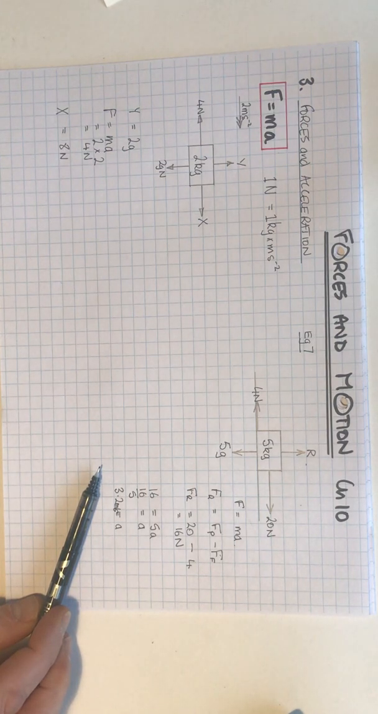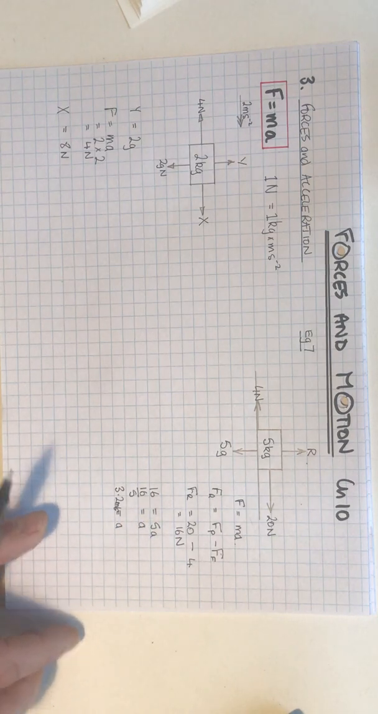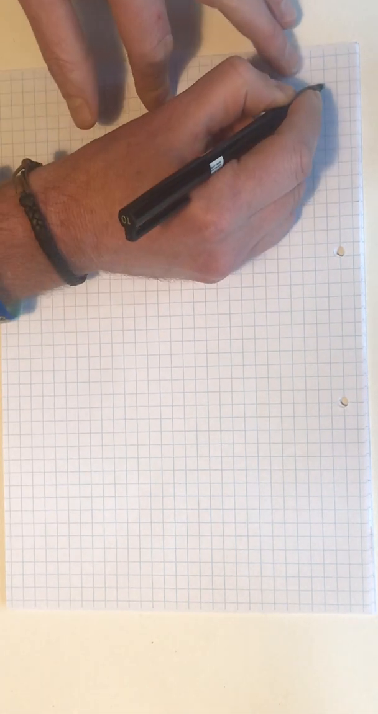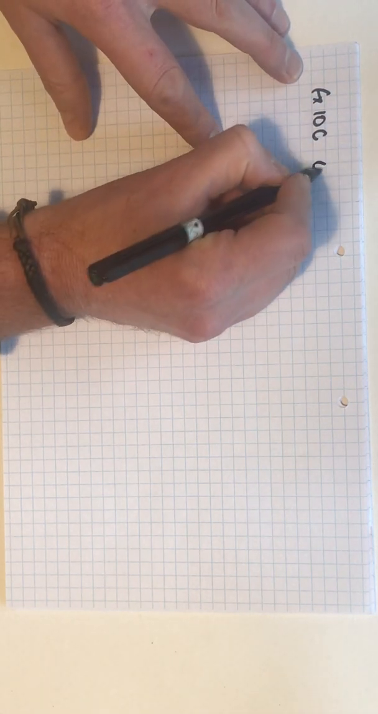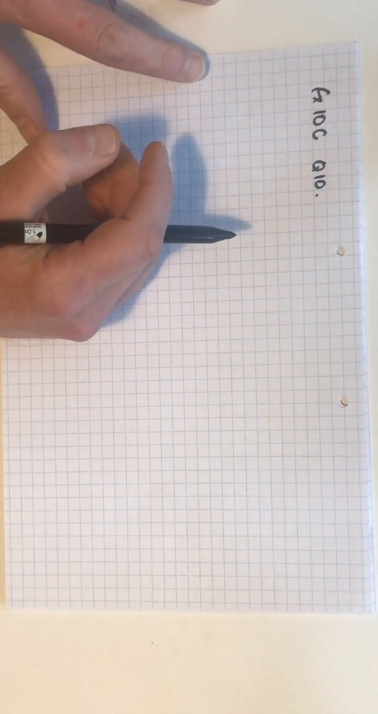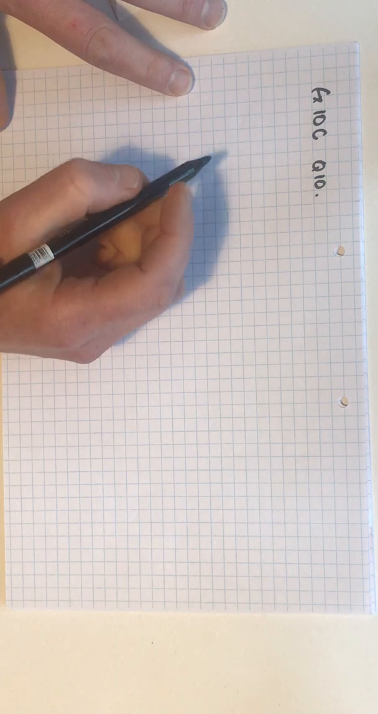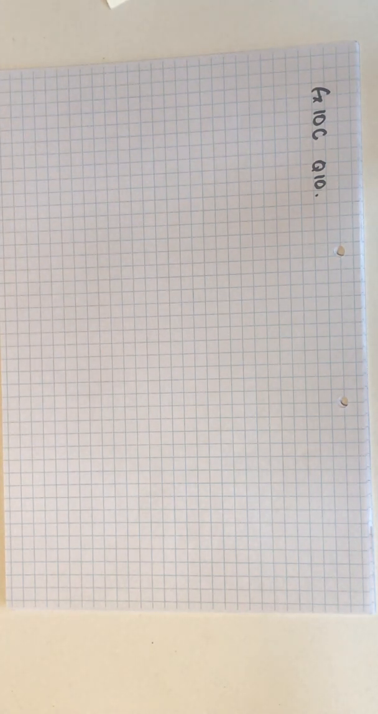I'm going to do one more question from exercise 10C. This is question 10. It's a question that a few of my students found quite tricky. So exercise 10C, question 10. It says a trolley of mass 50 kilograms is pulled from rest in a straight line along a horizontal path by means of a horizontal rope attached to its front end.